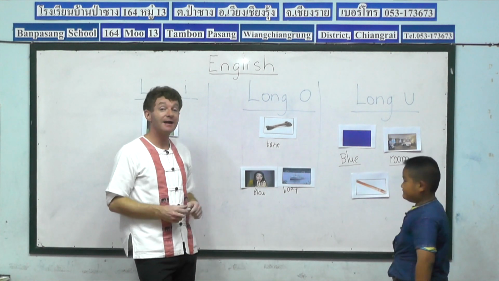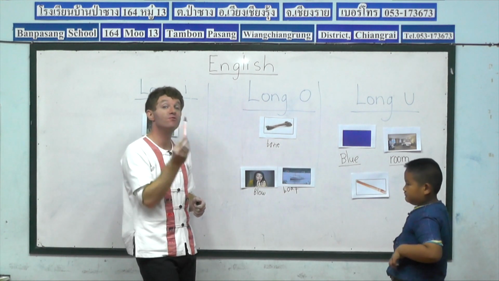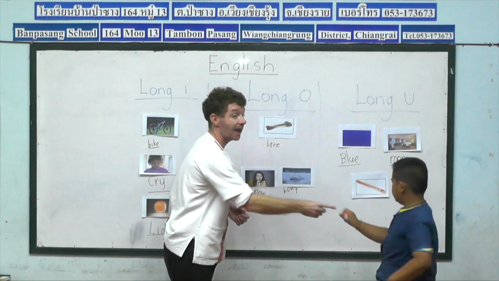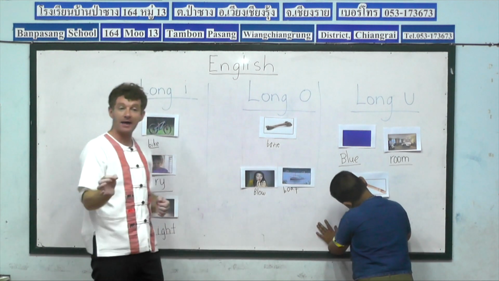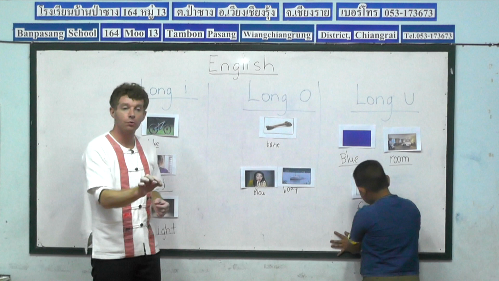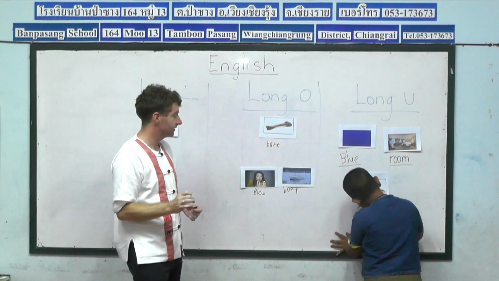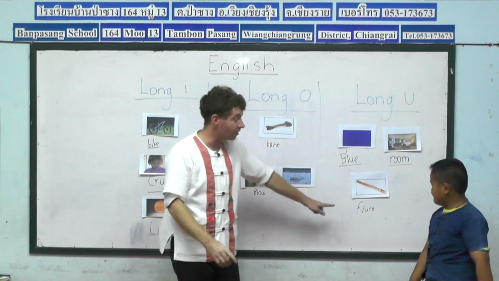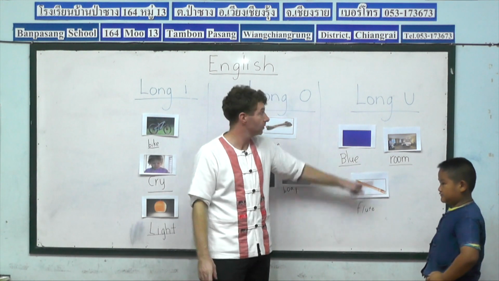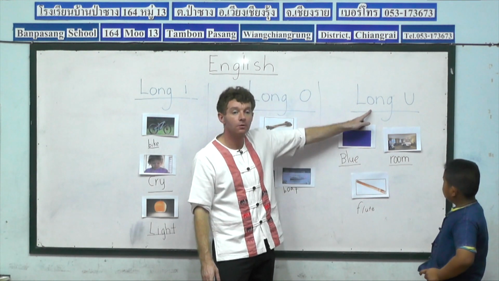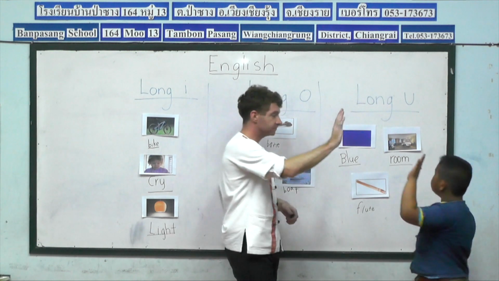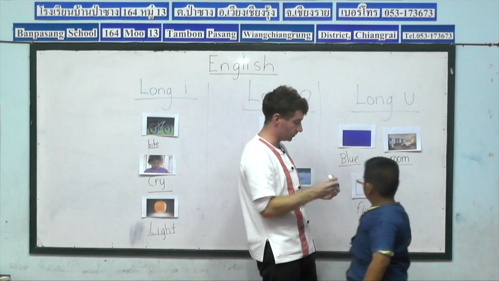And now, let's help Net to spell flute. F-L-U-T-E. Excellent, Net. So we've got flute. Long U. Perfect. Net, high five and a big round of applause.